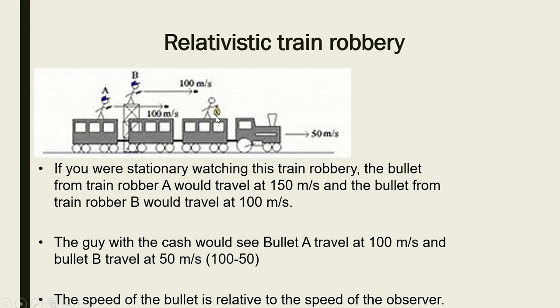Now, this person with the bag of cash would see bullet A at 100 meters per second. However, if he was measuring this bullet with a speed gun, it would only be traveling at 50 meters per second because the train's already traveling at 50 meters per second. So it would be 100 take the 50. So this bullet would only be traveling at 50 meters per second relative to this guy with the bag of cash. So you need to know that motion is relative, and the speed of the bullet is relative to the speed of the observer. If the observer is already moving, it's going to be the difference.